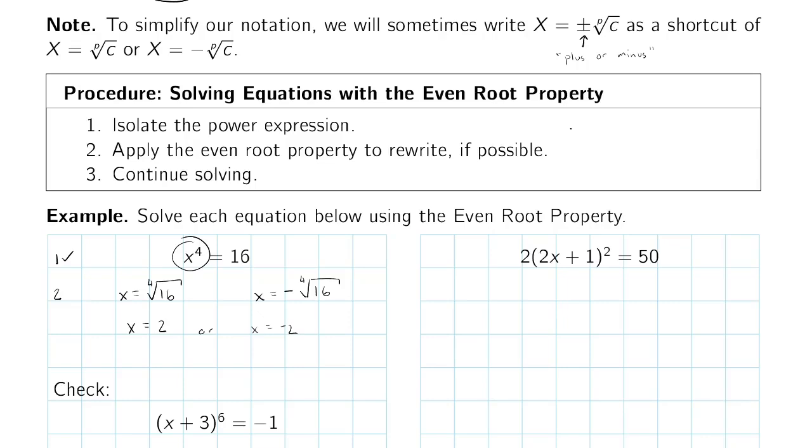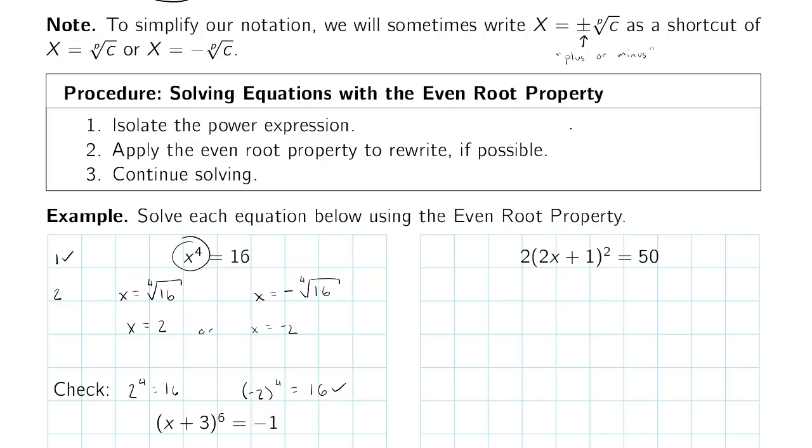Plugging both of those solutions in to check, 2 to the fourth really is 16. Negative 2 to the fourth also really is 16. Okay, so two solutions, x is 2 or x is negative 2, and we're now finished.